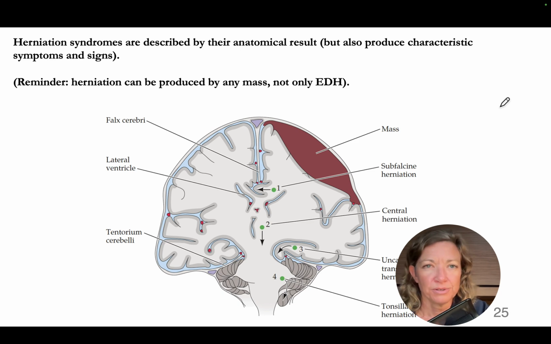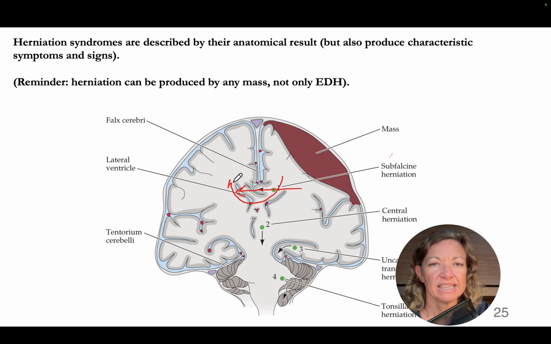And just a reminder that herniations can result from any mass, not only an epidural hematoma. The epidural hematoma tends to produce a very fast type of herniation, and somewhat predictable as it grows. And so that's why we're using it as the example. So there's 4. The first is a subfalcine herniation, and that's the movement of tissue laterally, and it might be more accurate to say like this because it's dipping under the falx cerebri. The second is a central herniation. That describes the downward movement of the brain, so compression of brain structures inferiorly toward the brainstem.